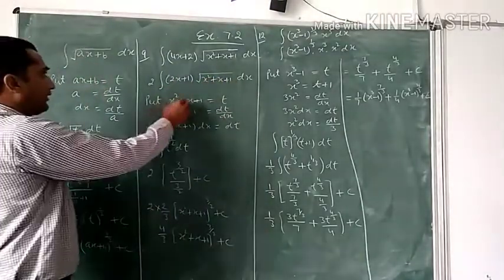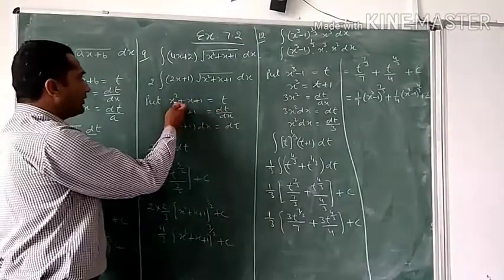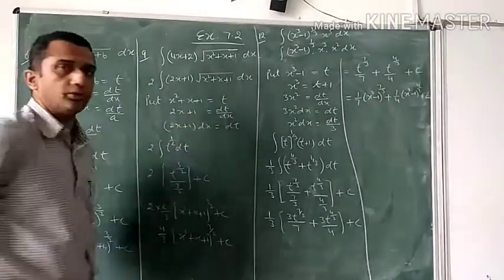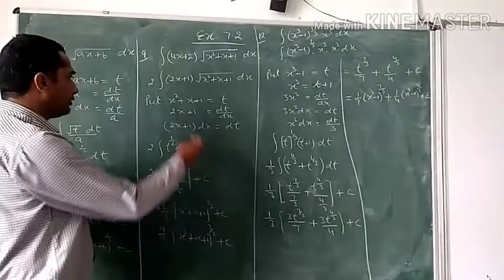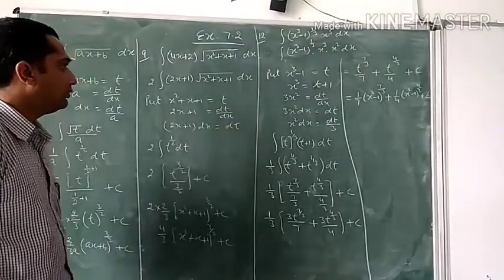Now put x square plus x plus 1 is equal to t. Then differentiating both sides with respect to x, 2x plus 1 is equal to dt over dx. Now it will be 2x plus 1 dx is equal to dt.